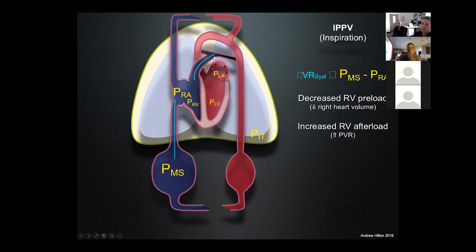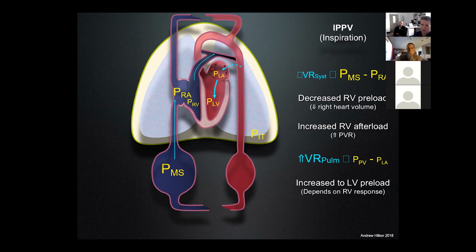We are going to increase the pressure inside the chest, so that will squish the pulmonary vasculature, so it will increase the RV afterload. So we're going to reduce the flow out of there, and that in turn can either increase or decrease the return to the left side of the heart. And again, it depends on the RV response about what we're going to do to our diastolic function or our preload on the left ventricle.